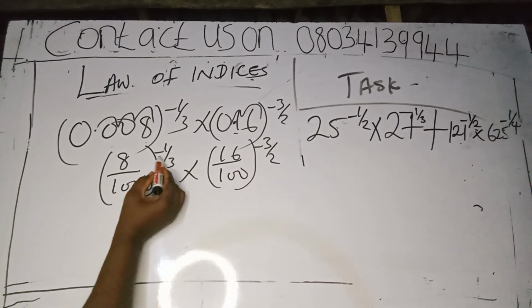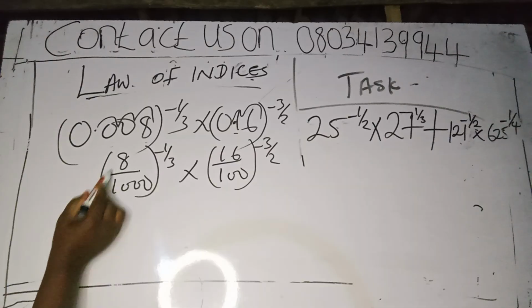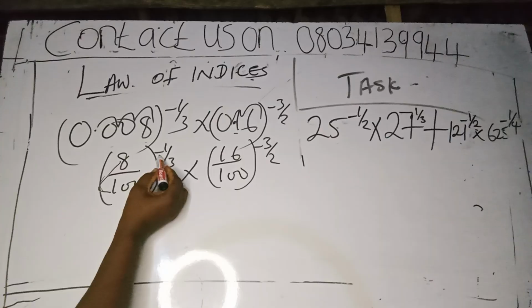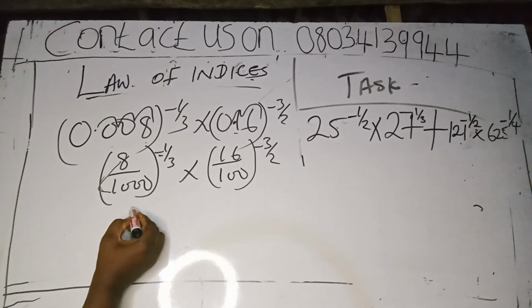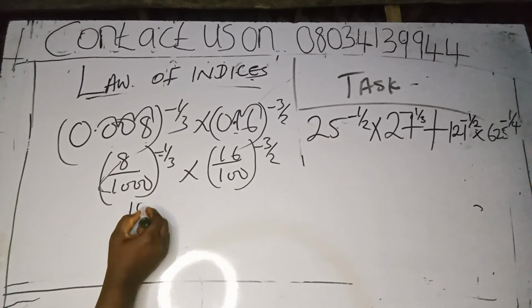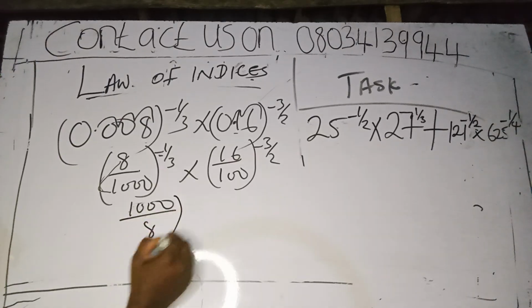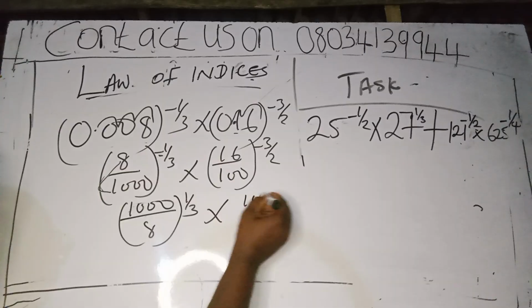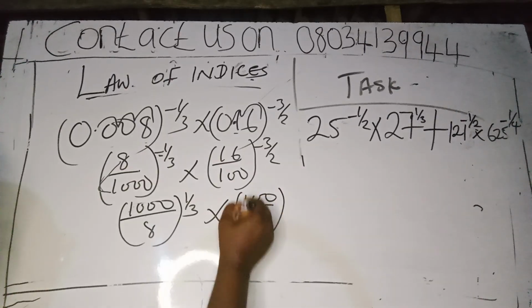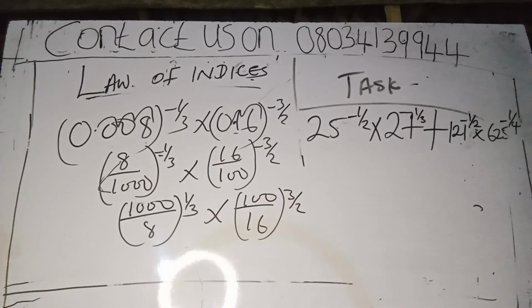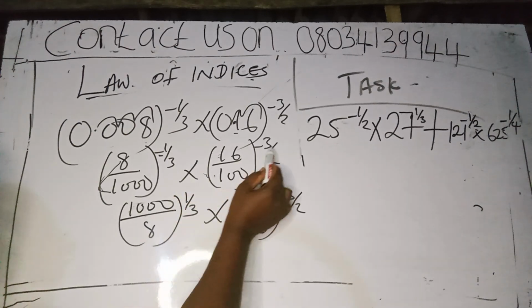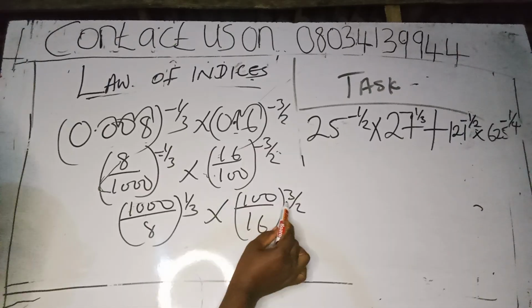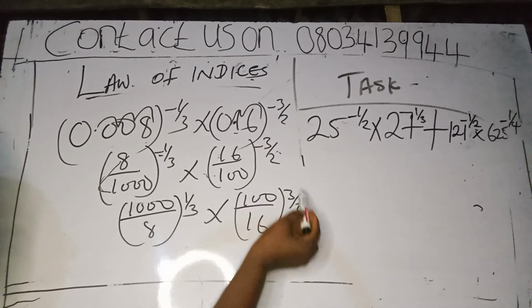Of course, because of what we said, that when the base is a fraction and the power has a negative power, the negative automatically reciprocates this, and this becomes 1000 over 8, still raised to the power of 1 over 3, times 100 over 16, raised to the power of 3 over 2. Remember, we reciprocate the base and not the power. The negative here reciprocates the base and not the power.